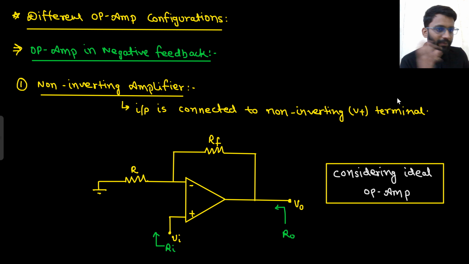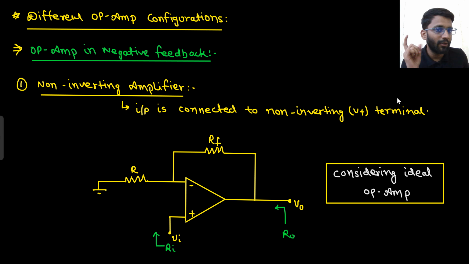Hi everyone. So in the previous video we studied the basics of OpAmp, then we studied OpAmp as a comparator, then we studied the concept of virtual short. And in the last lecture, in the end I told you I will tell you why it is called virtual short. What is the meaning of that word virtual? So that I will tell you in this lecture. So in this lecture we are going to see the different configurations of OpAmp in negative feedback.